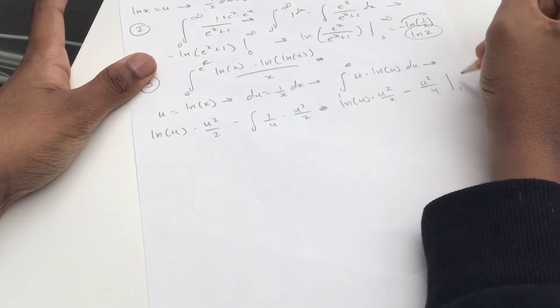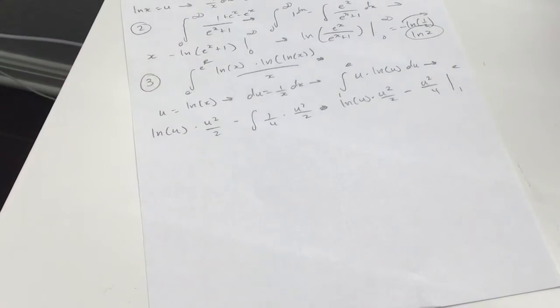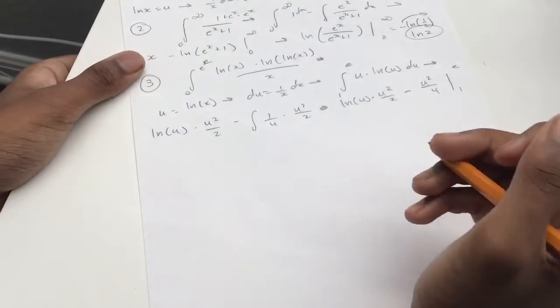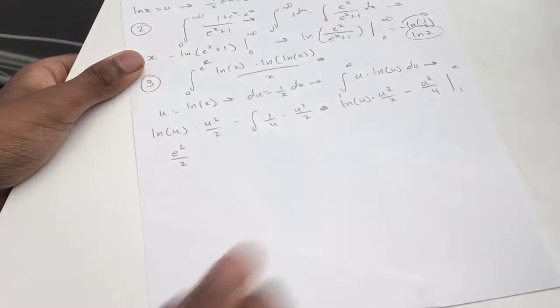Remember, we evaluate this from bounds 1 to e. So plugging in e, we get ln e, which is 1, times e squared over 2, minus e squared over 4.